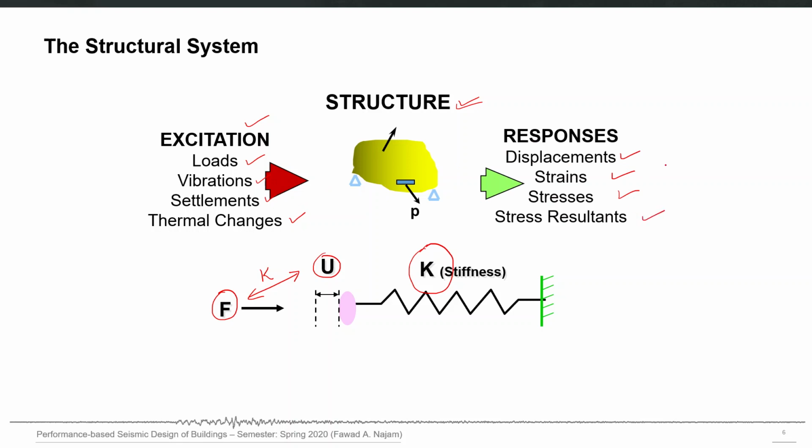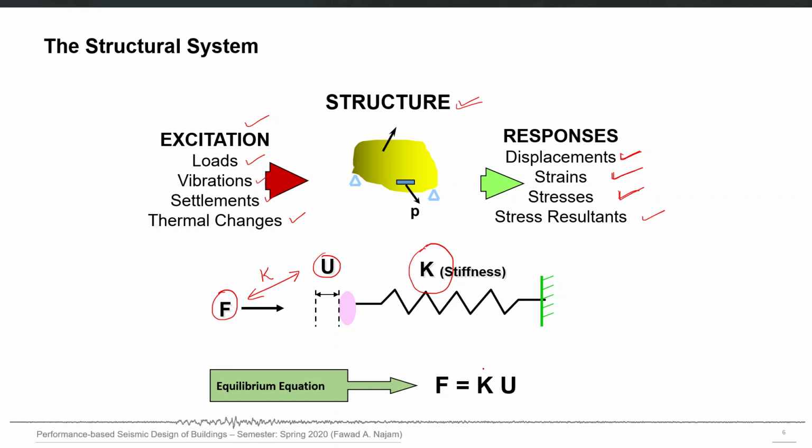And by the way, in a finite element formulation, all of these responses are determined exactly in the same order. First we determine displacements and then we convert them into strains, and then those strains are converted to stresses using the constitutive relationships, and then those stresses are summed up into what we call stress resultants.